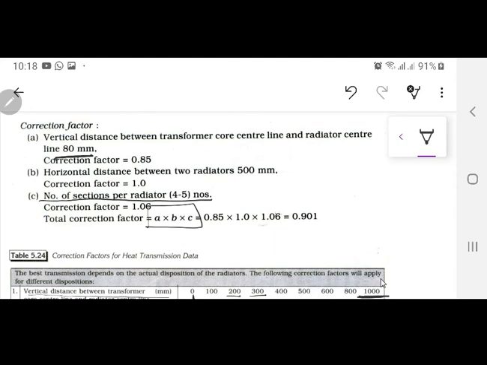So that 125 multiplied by, for example in this case 0.901, this will tell me that one radiator dissipates this much power, for this many channels and this height.